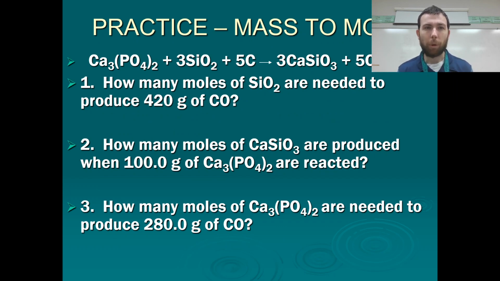All right, so you get to work with that fun equation again. You got how many moles of silicon dioxide are needed to produce 420 grams of carbon monoxide? Second question, how many moles of calcium silicate are produced when 100 grams of calcium phosphate are reacted? And the last question there, how many moles of calcium phosphate are needed to produce 280 grams of carbon monoxide?